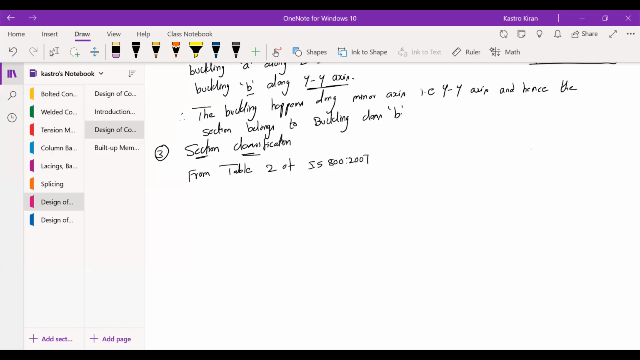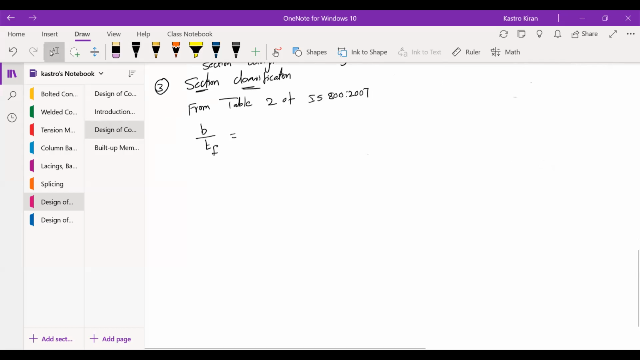Yeah. So here, as I was telling, you have to find out the B by TF value. This is the first value. And the second thing is D by TW value. So we have to find these two things first initially. So how will you find out B by TF value?